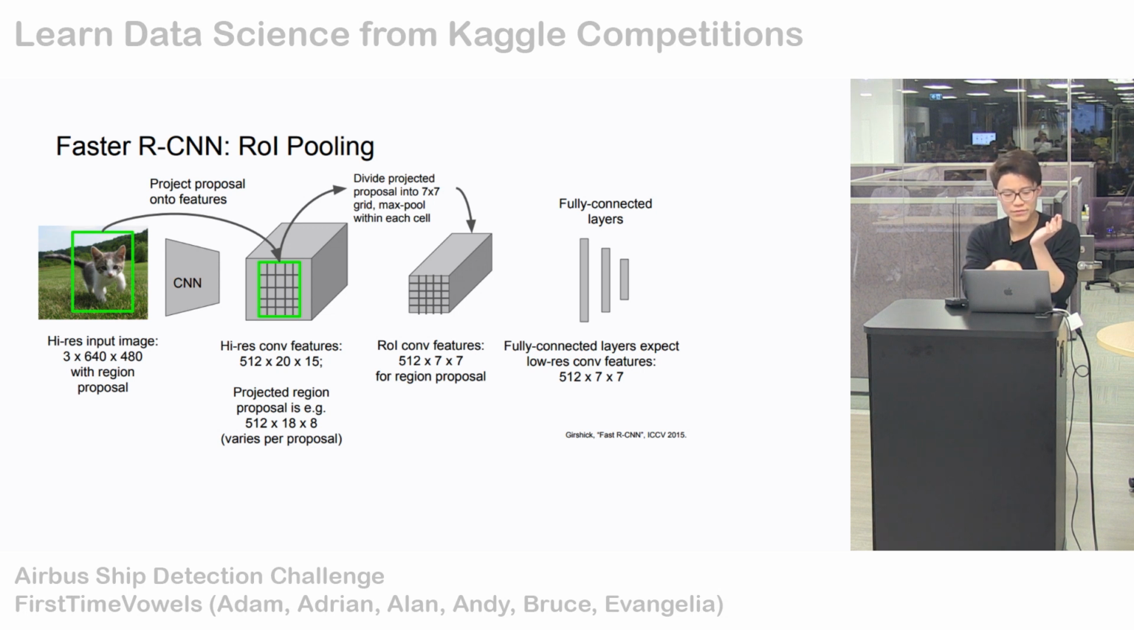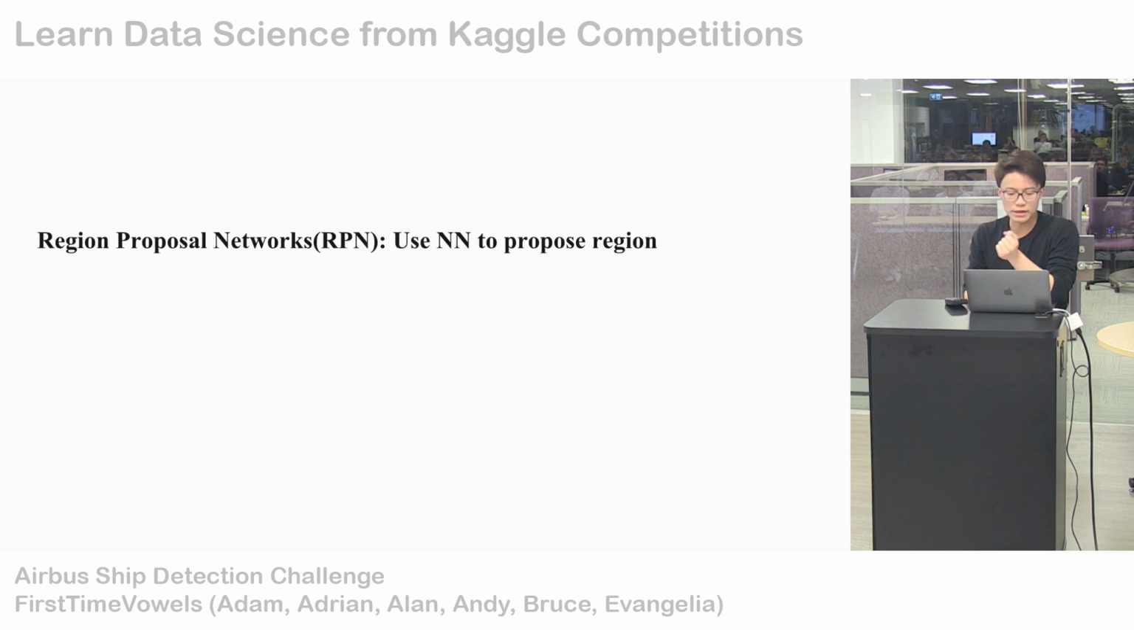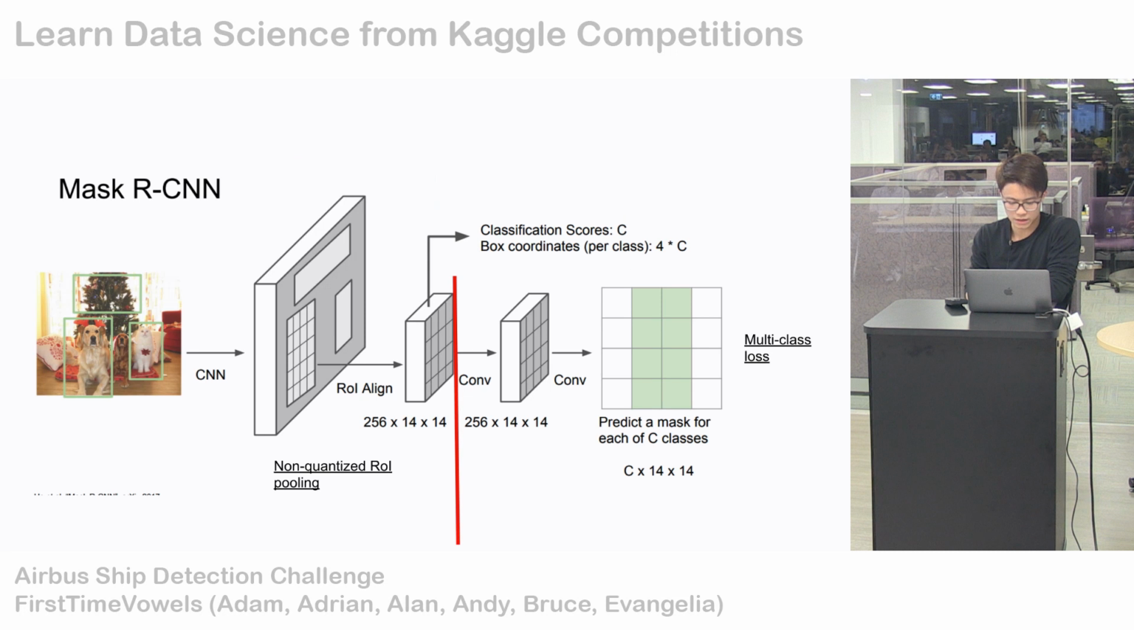So what they do in Fast and Faster RCNN, they use pooling, and they will just quantize this. So let's say you have a 1.1, it would just use 1. And in Mask RCNN, this is one big improvement. They use a non-quantized method to fix this problem.